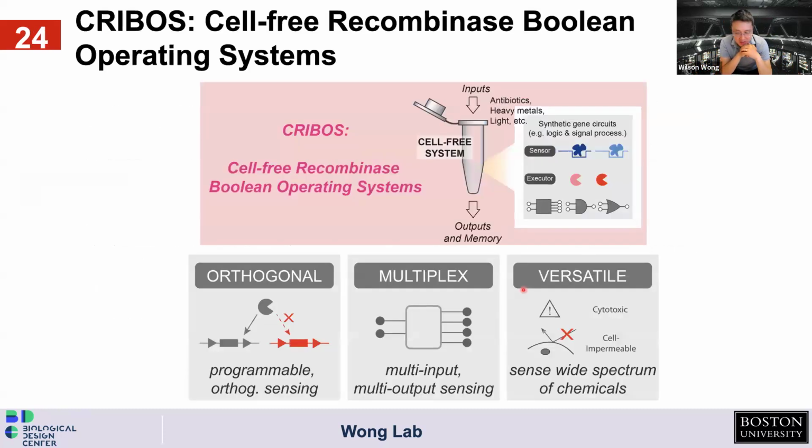So this is a work by Jingyao Chen. Sorry, I didn't have a picture of her, but she just graduated. She developed this system on her own, pretty much. She called it the cell-free recombinase Boolean operating system, or CREBOS. So again, it's cell-free. We'd like to develop a system where they're orthogonal, they sense multiple inputs and regulate multiple outputs. This multiplex sensing capability, we think, will be very versatile.